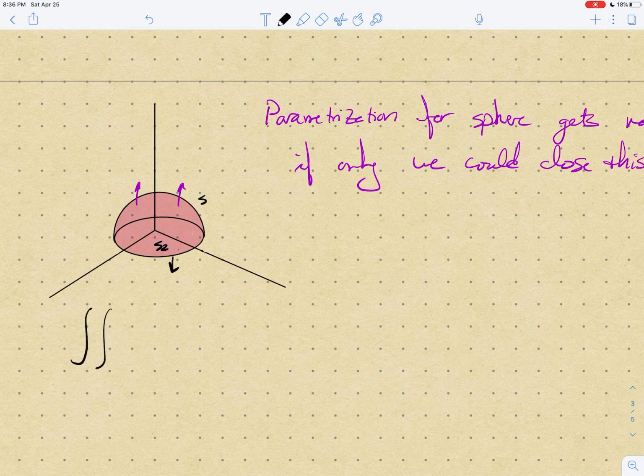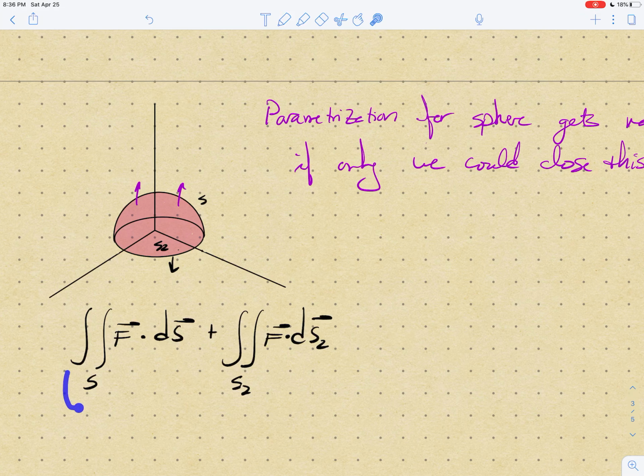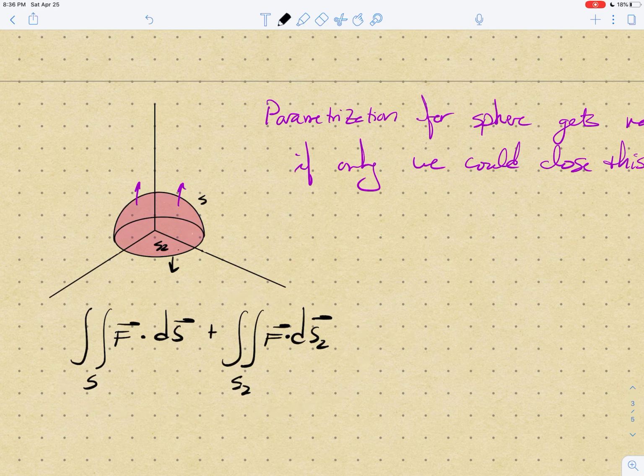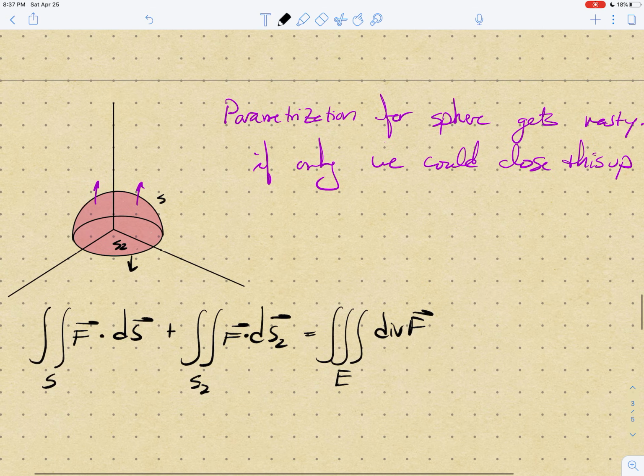And I want us to realize that if we add those up, if we take the surface integral of our vector field F over S plus the surface integral of our vector field F over not S1 but S2, then, let me put a dot there. Okay, there we go. Now, together, this forms the surface integral of this entire closed surface, which I know is equal to the triple integral over the solid of the divergence of F.